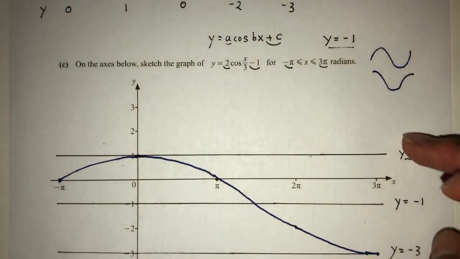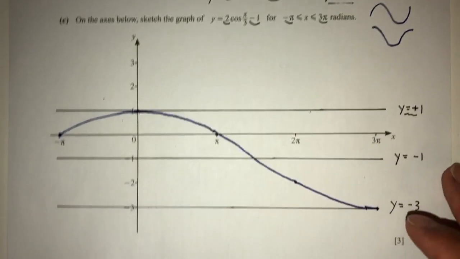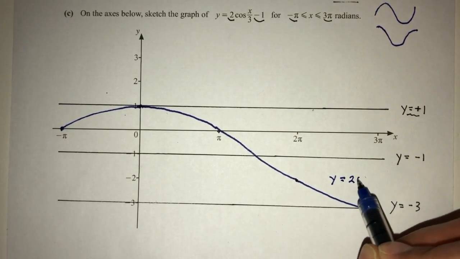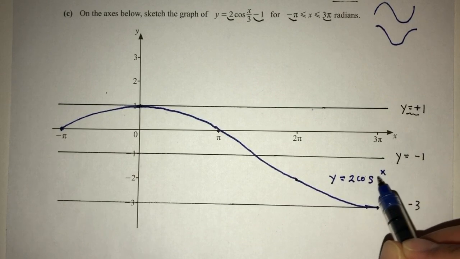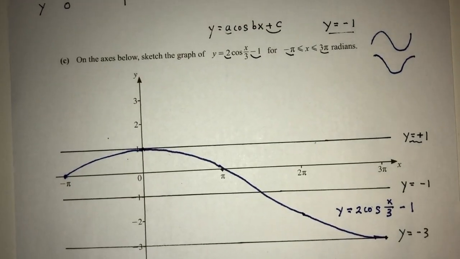Usually I will not leave those lines, I will erase them and just leave the blue line as my answer. So don't forget to label your curve as y equals 2 cos x over 3 minus 1. That is part C of the question, number 3.